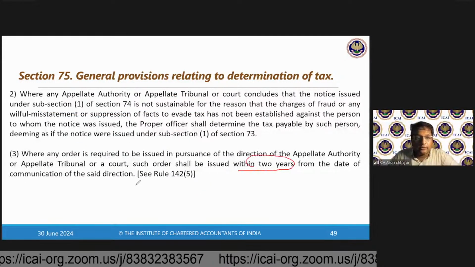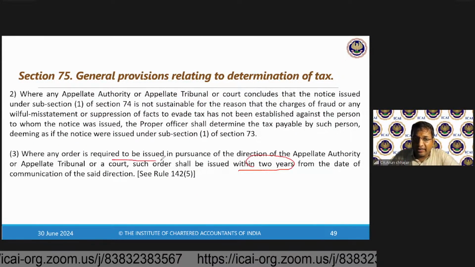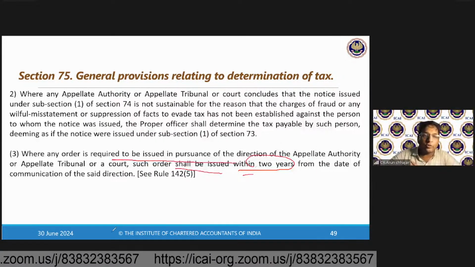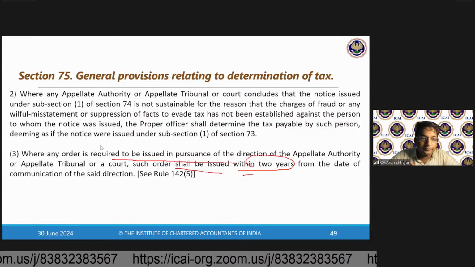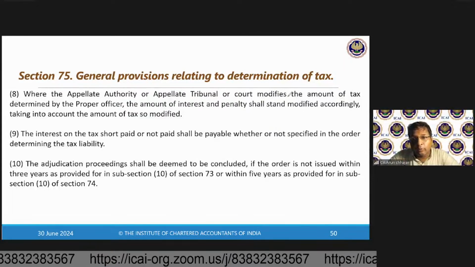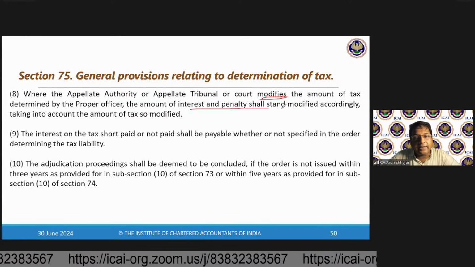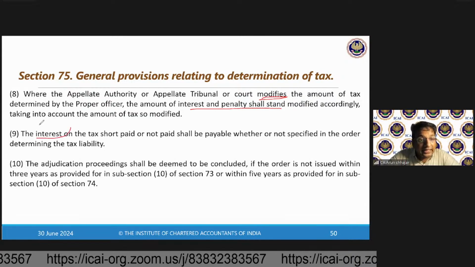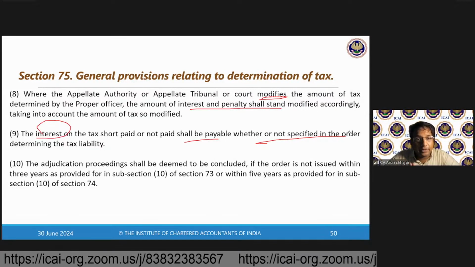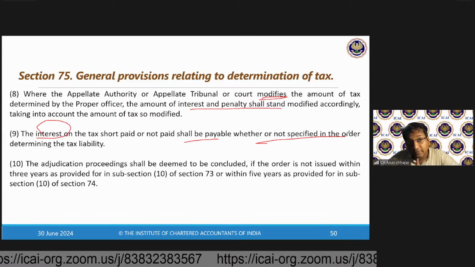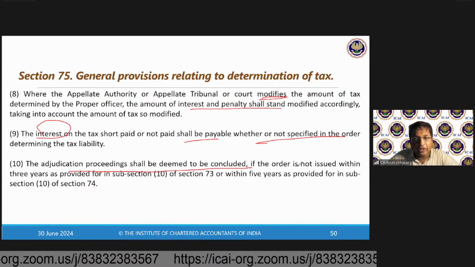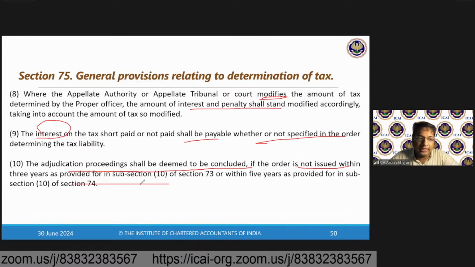Then, where any order is required to be issued in the direction of the appellate authority, tribunal or court, such order shall be issued within 2 years. So that has to be completed within 2 years. Then they are saying where the appellate authority, tribunal or court modifies the amount, then interest and penalty shall stand modified accordingly. Interest shall be payable even if it is not specified in the order. Sometimes the order does not give the amount of the interest, then also it is payable. Adjudication proceeding shall be deemed to be concluded if the order is not issued within the time limit that I have discussed.